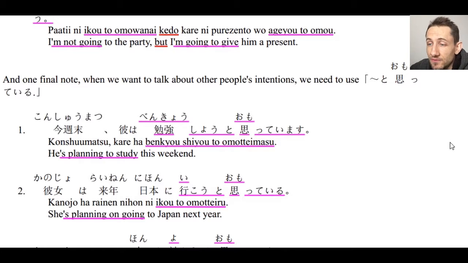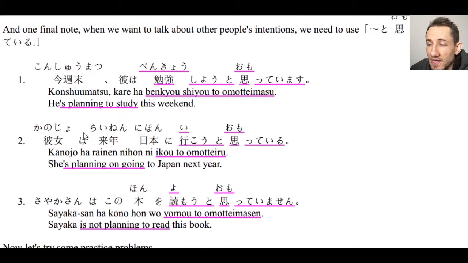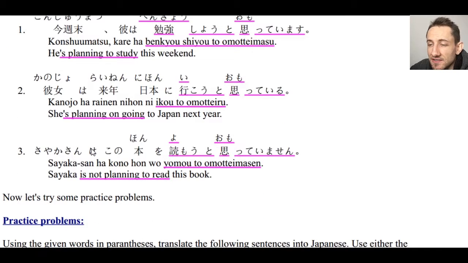But if we want to talk about what he or she or they are doing or planning, we need to use to omotte iru. So, for example, number one, 今週末、彼は勉強しようと思っています。So he's planning to study this weekend. Number two, 彼女は来年日本に行こうと思っている. So she's planning on going to Japan next year. And number three, さやかさんはこの本を読もうと思っていません. So Sayaka is not planning to read this book. So here we have Sayaka-san. So I'm being polite. So I use the masen form. 思っていません.